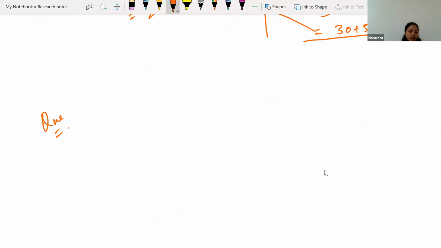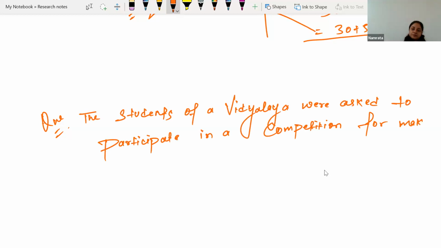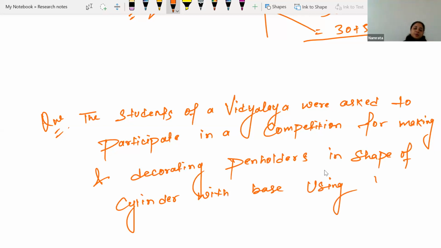So the next question says the students of a Vidyalaya were asked to participate in a competition for making and decorating pen holders in the shape of cylinder with base using cardboard.